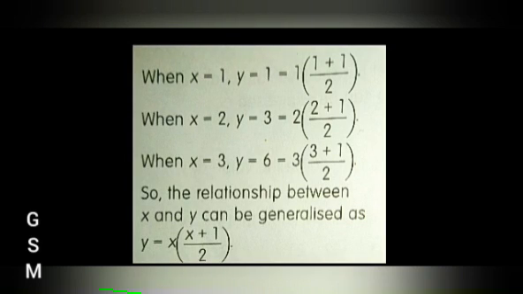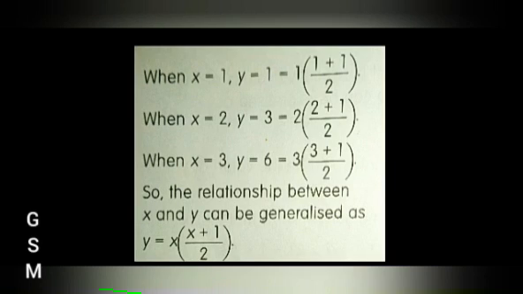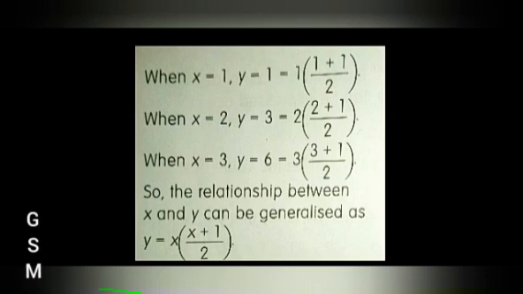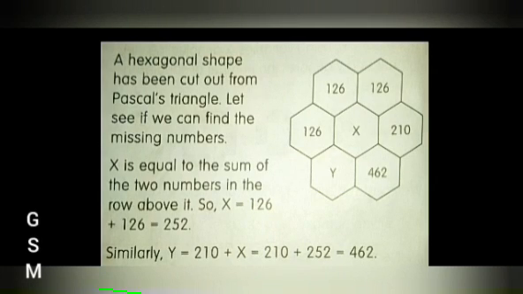When x equal to 3, y equal to 6, which is equal to 3 into 3 plus 1 divided by 2. So the relationship between x and y can be generalized as y is equal to x into x plus 1 divided by 2. Let us solve some interesting problems based on Pascal's triangle.